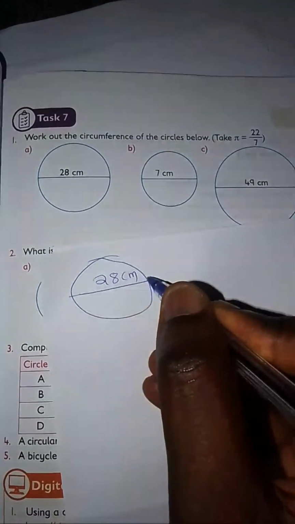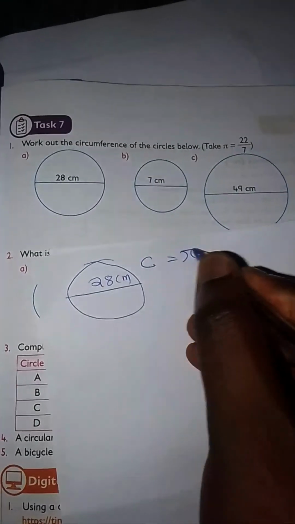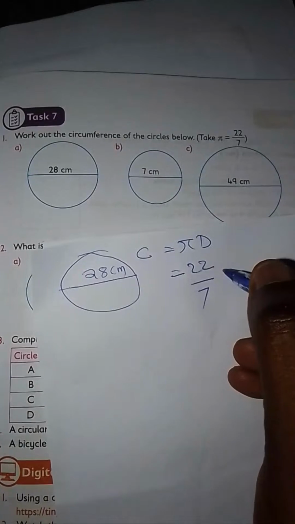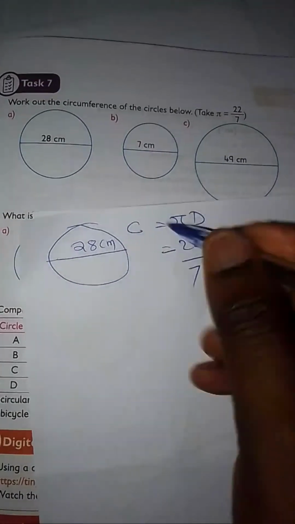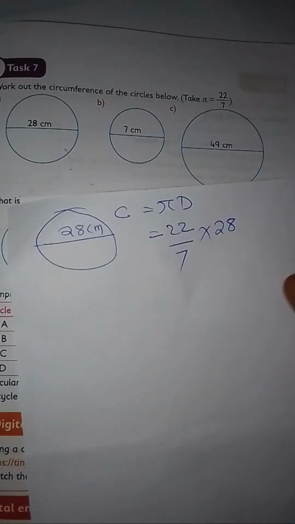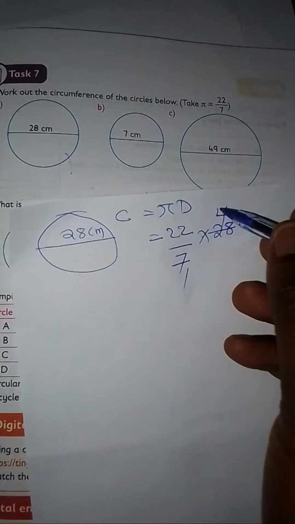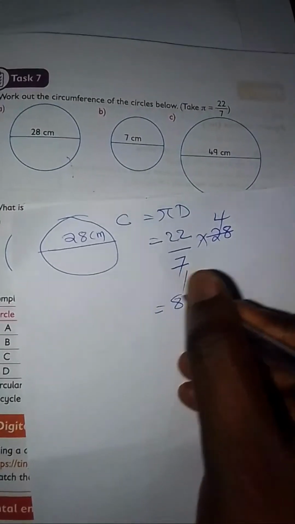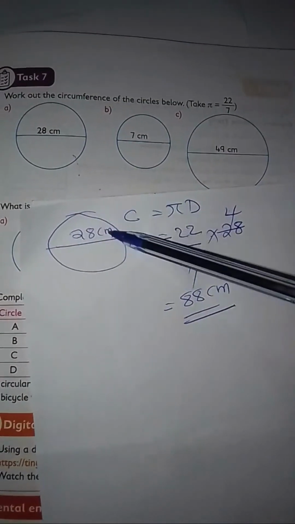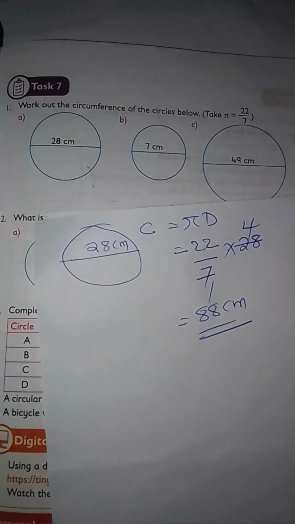28 centimeters. So we say that circumference is equal to pi d. So pi is 22 over 7, and our d, which is the diameter, here is 28. Multiply by 28 like that. So 7 into 28 is 4. So we shall have 22 multiplied by 4. And our answer shall be 88 centimeters. So the circumference of this particular circle is 88 centimeters.